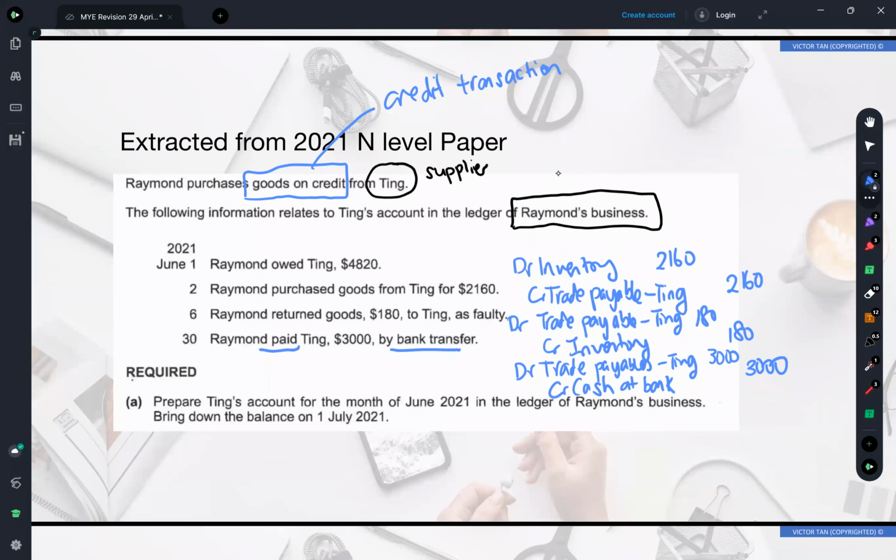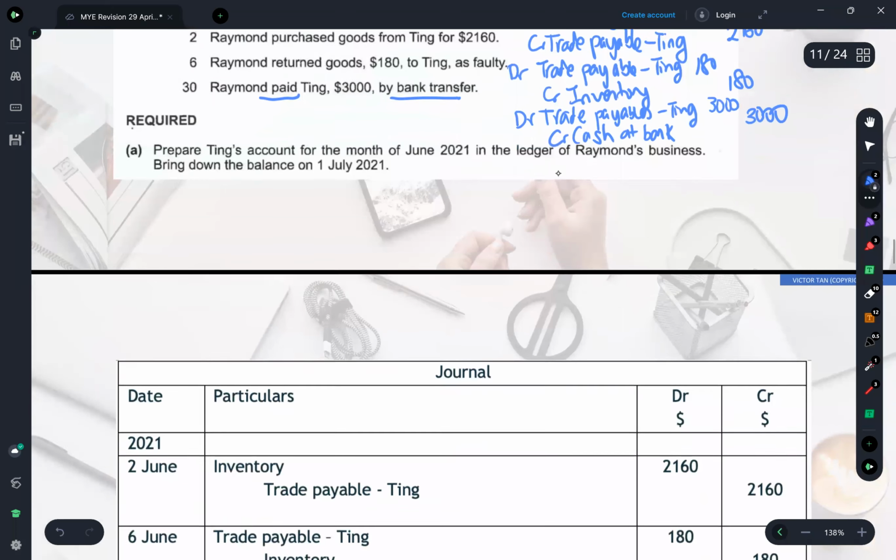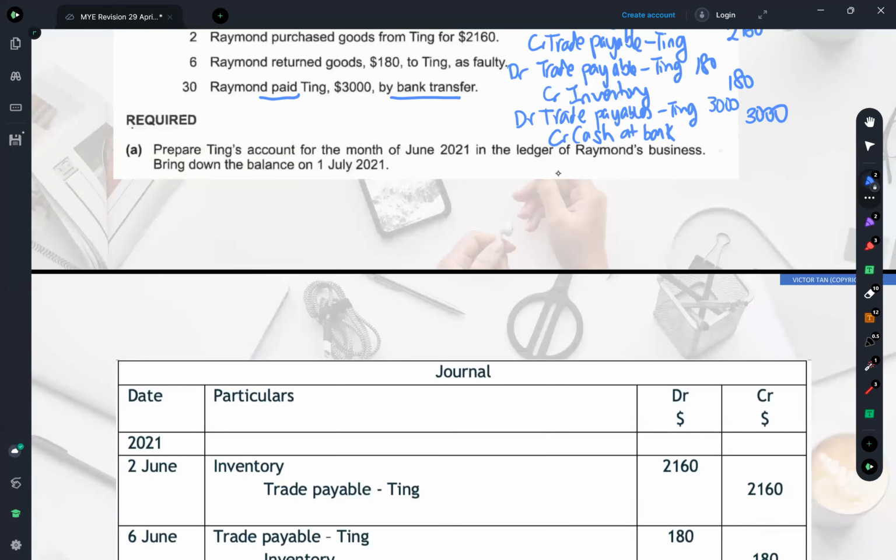So due to the shortage of time, I won't be going through the ledger, preparing T accounts. So the second part here is the question asks you to prepare the ledger. This is the ledger account.